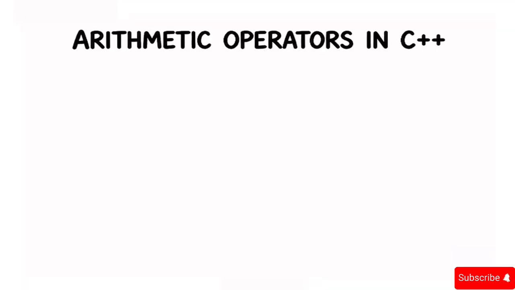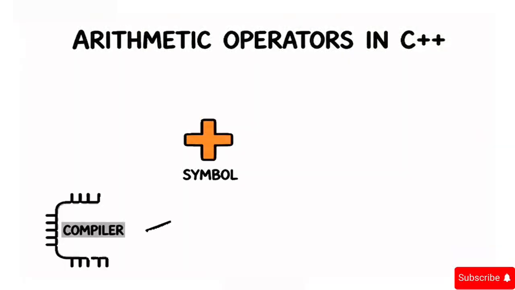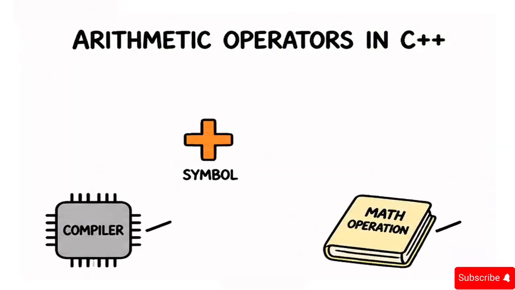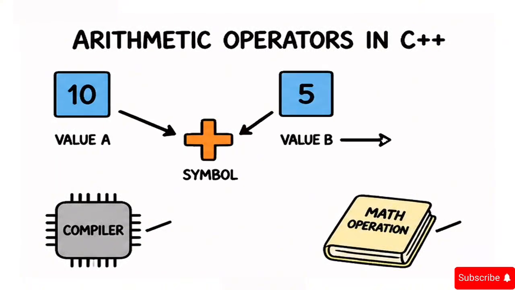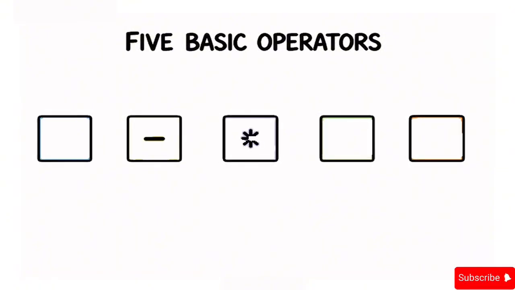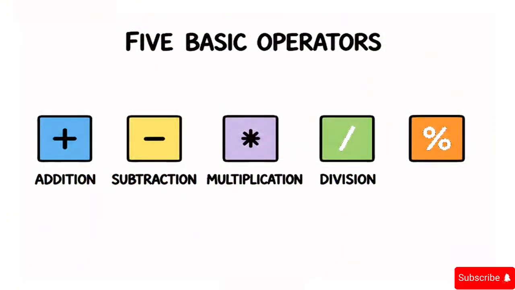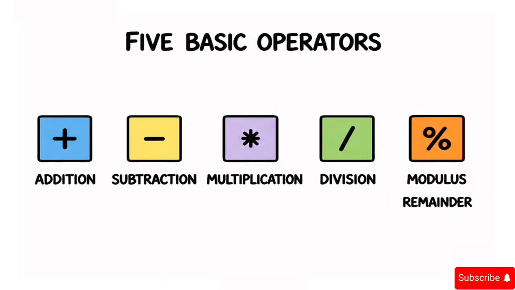What is an arithmetic operator in C++? It is a symbol that tells the compiler to perform a math operation on numbers. The compiler reads the symbol, takes two values, and produces a result. C++ has 5 basic arithmetic operators: plus for addition, minus for subtraction, star for multiplication, slash for division, and percent for modulus, which gives the remainder.